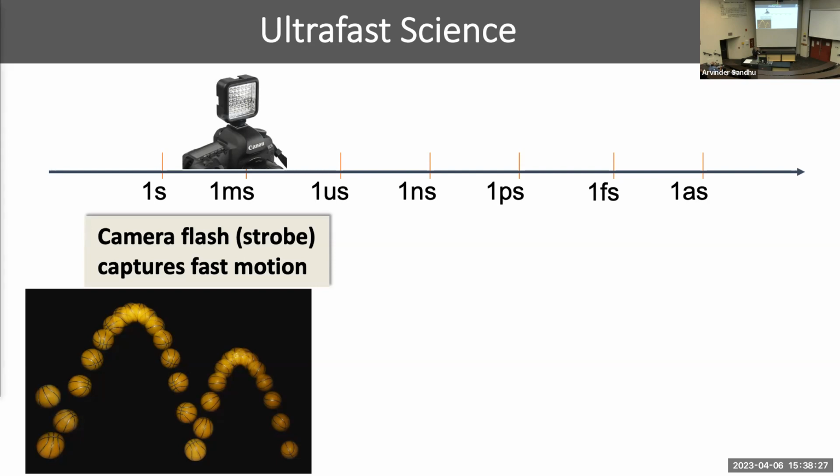Then you send another strobe, a flash of light, a little bit later, another strobe, a little bit later. And if you put all these images together, you can have a movie with very fine details being captured in each snapshot. So this is the idea behind ultra-fast science. You want to capture fast motions by using flashes of light, which are faster than the motions or commensurate with the motions. Okay. So for macroscopic things, having millisecond or microsecond resolution is good enough.